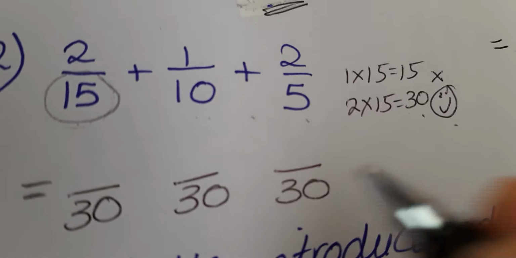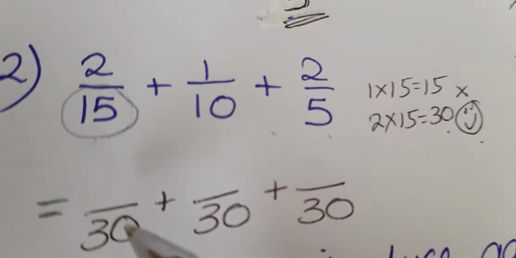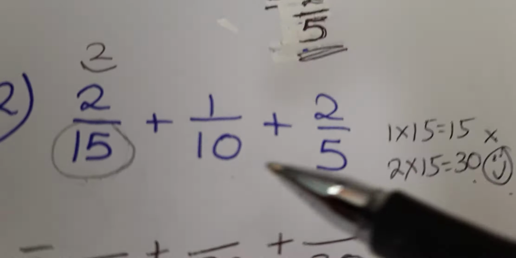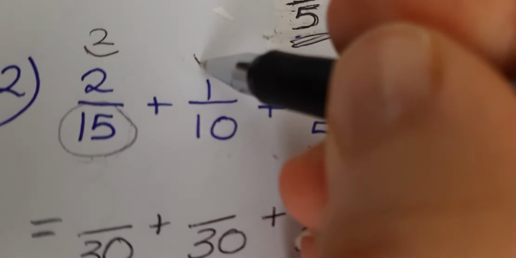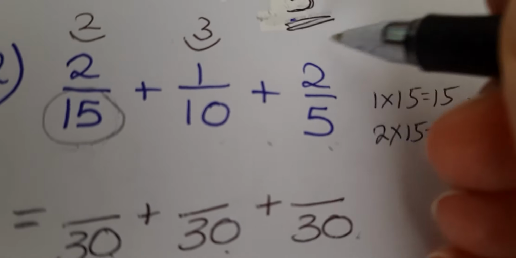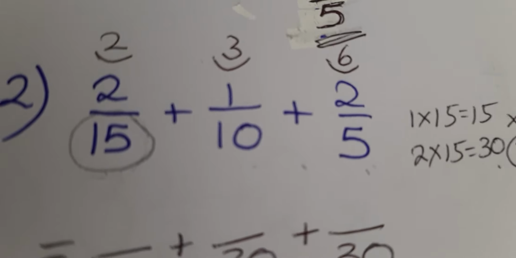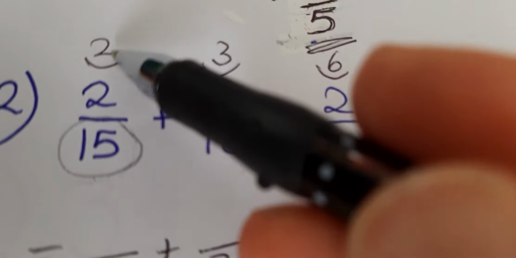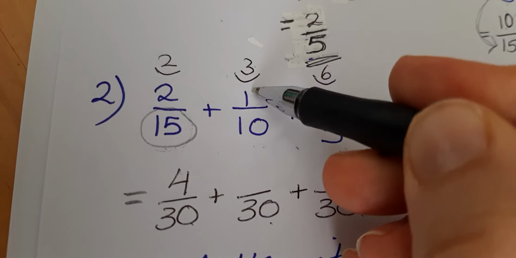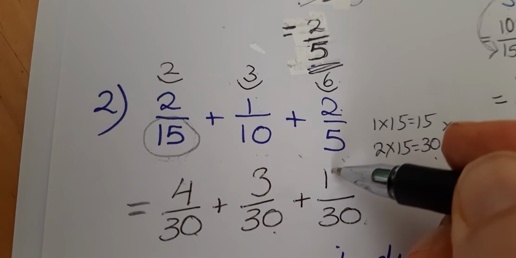So we'll say 30 for each of those. We've already done this in class many times. Right, now let's think about it. How many 15s make 30? 2 15s make 30. How many 10s make 30? 3 10s make 30. How many 5s make 30? 6 5s make 30. And now we can go ahead and multiply our numerators. 2 times 2 is 4. 3 times 1 is 3. 6 times 2 is 12.